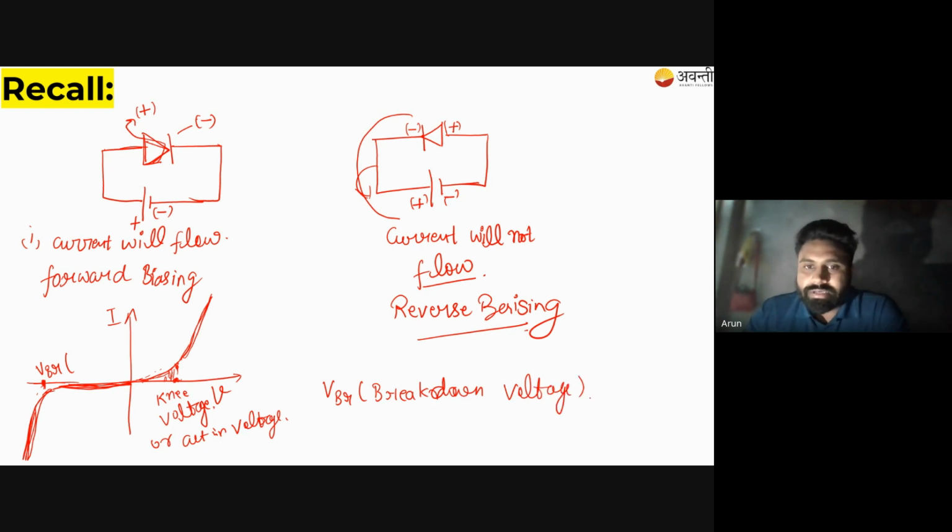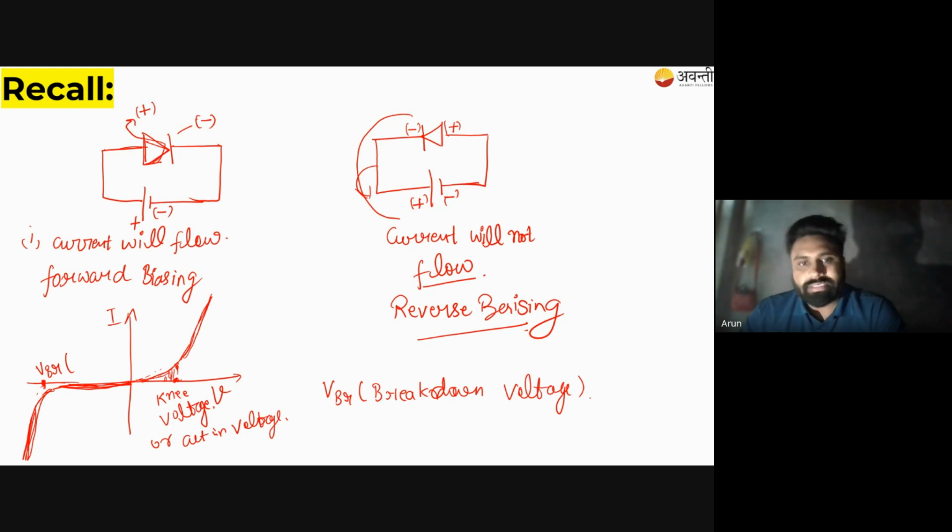This breakdown voltage tells us that if the voltage you provide reaches the value of the breakdown voltage, then the diode will not work, because a heavy amount of current will flow through the diode, which will destroy it. Got it? So the manufacturer of the diode mentions what the value of this VBR is in reverse biasing.